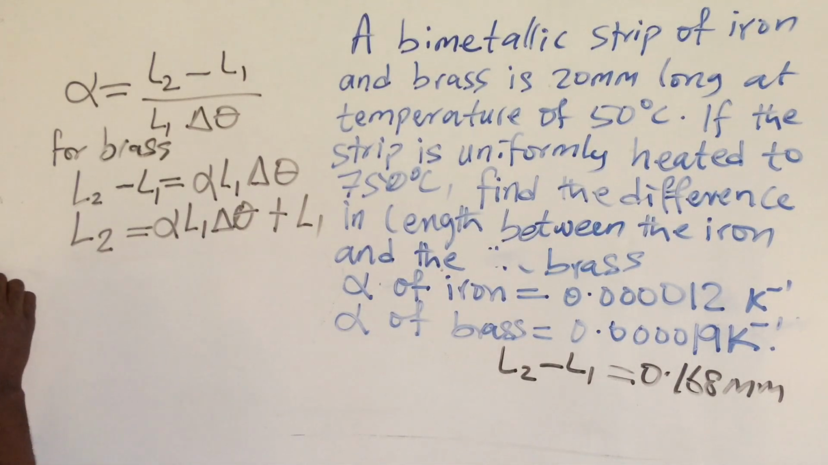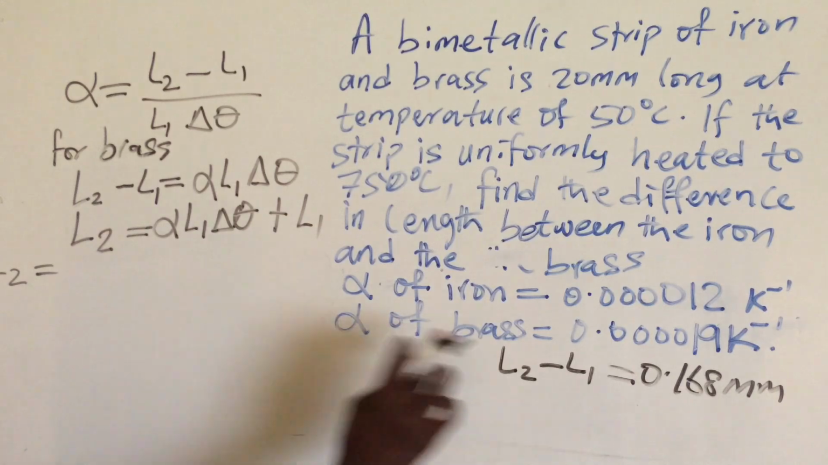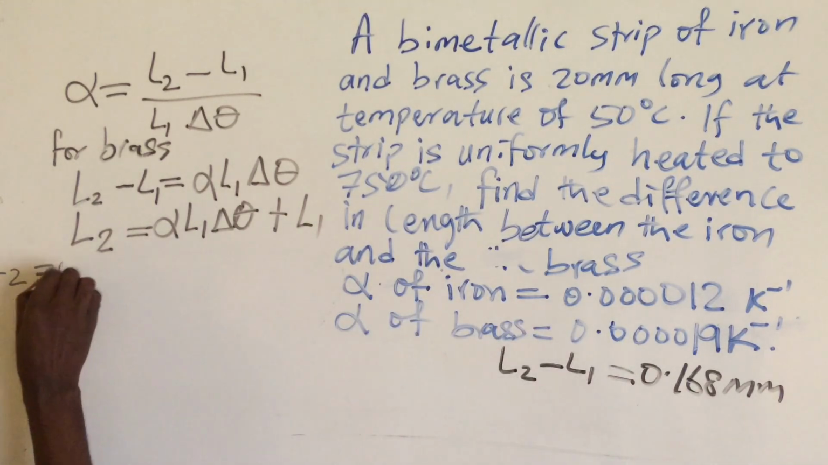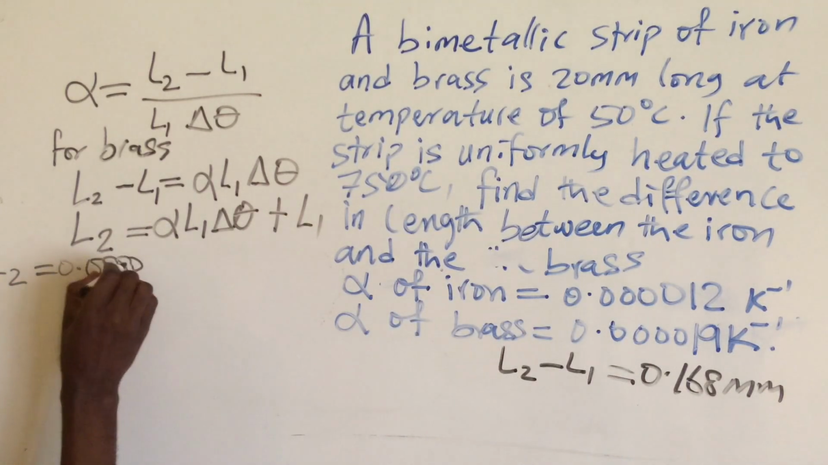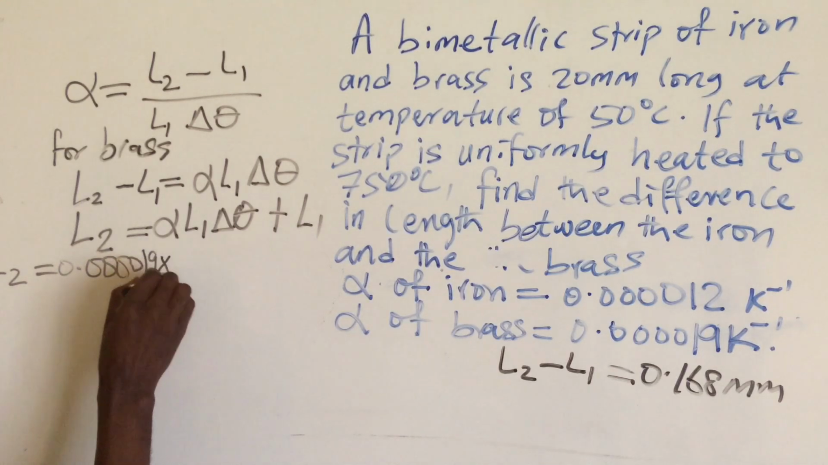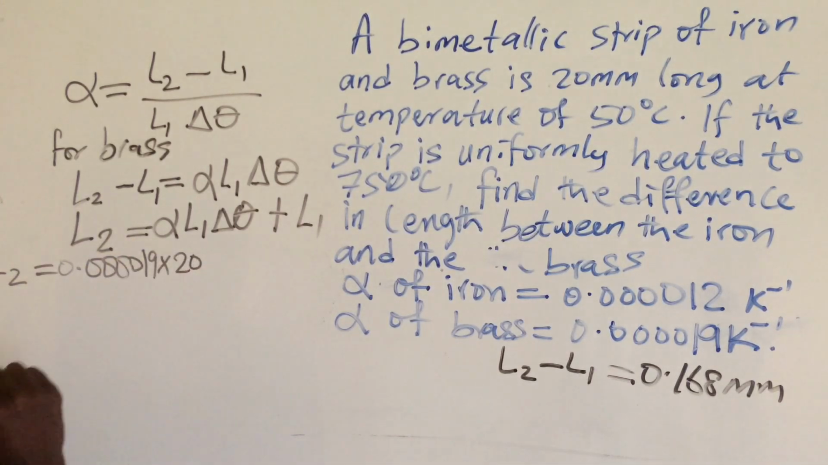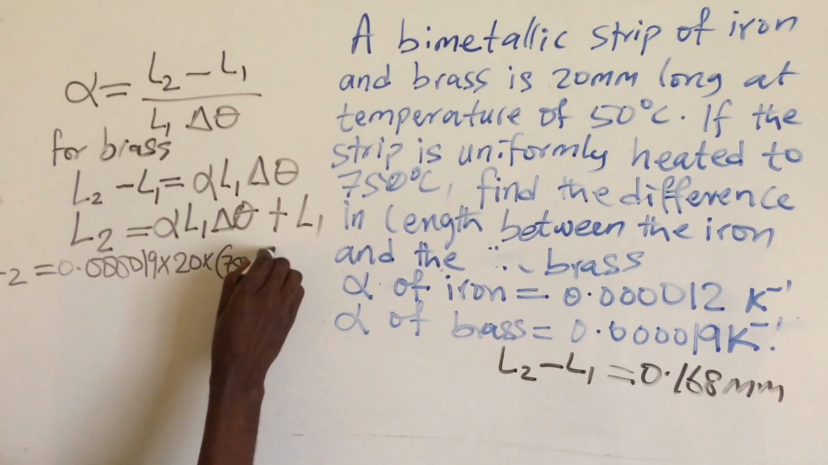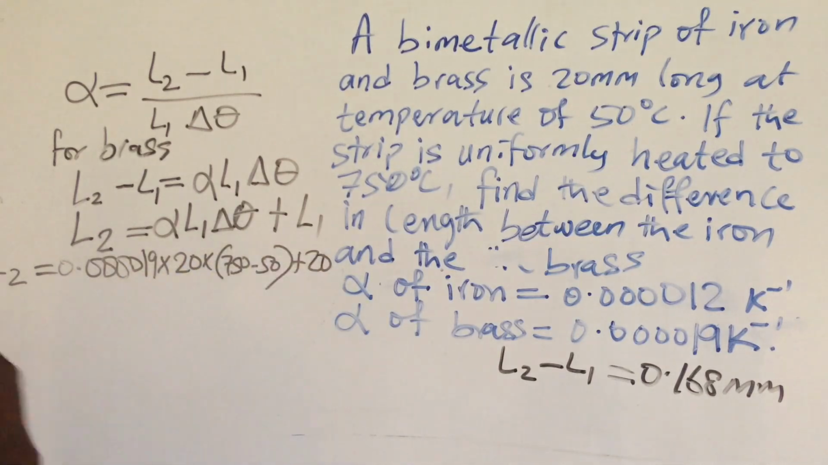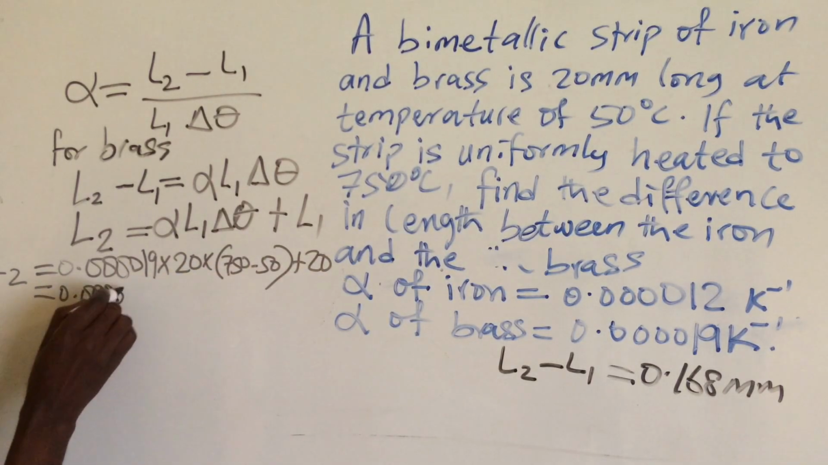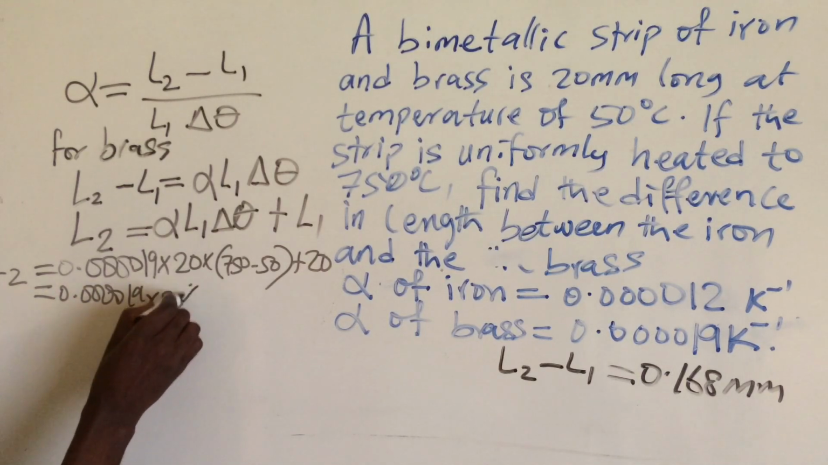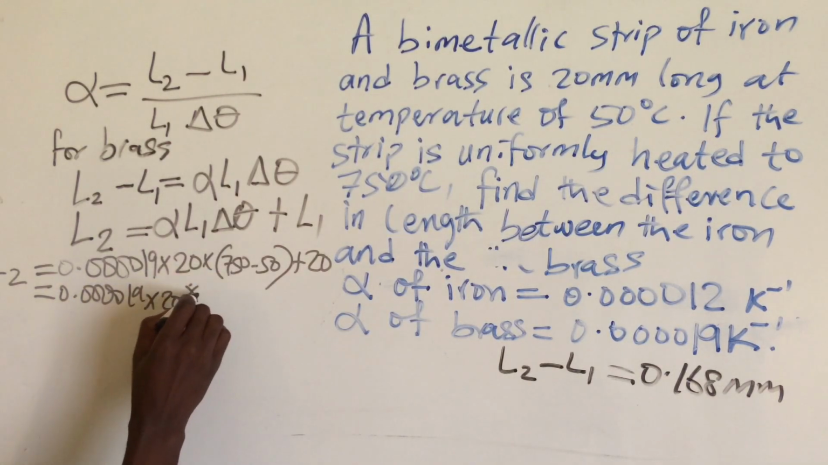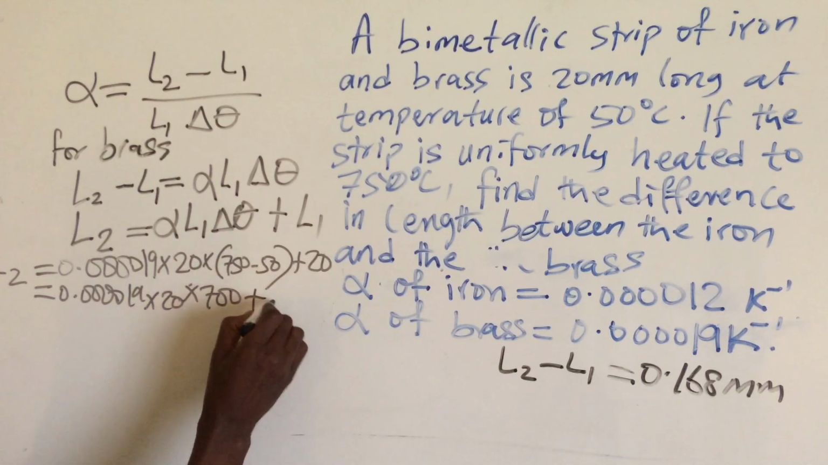The L2 for the brass is, the linear expansivity of the brass is this one, 0.000019, times the original length, which is 20, times change in temperature, which is 750 minus 50, plus 20. Okay, now when you continue, you have 0.000019 times 20 times 750 minus 50, which is 700, plus 20.